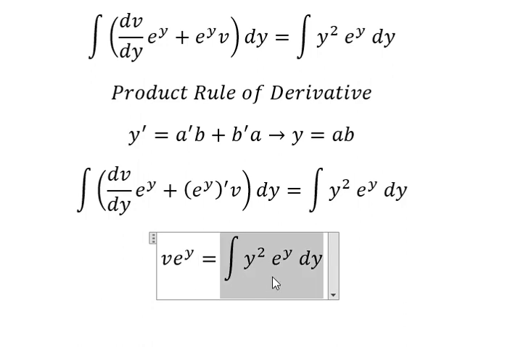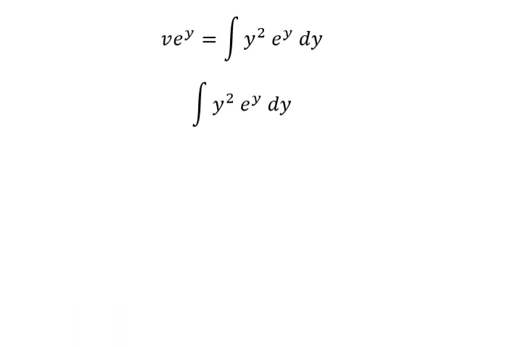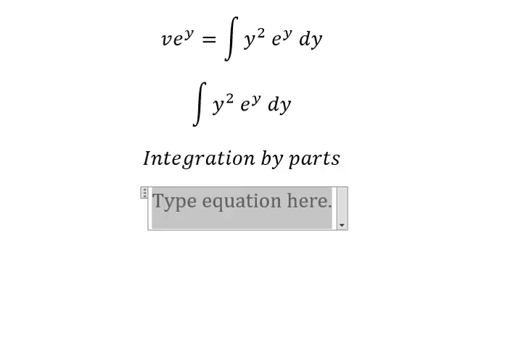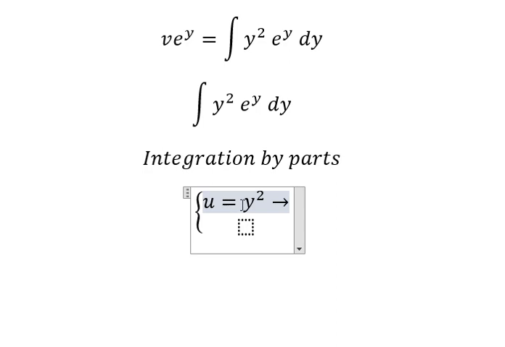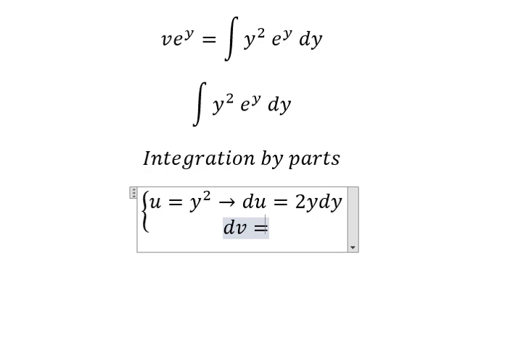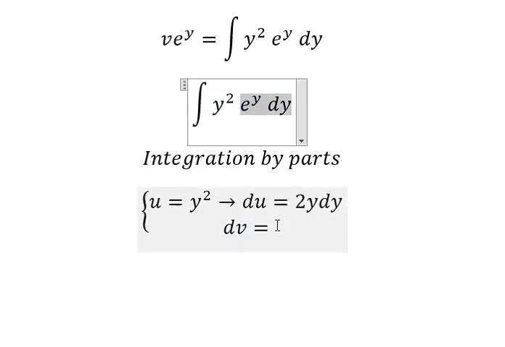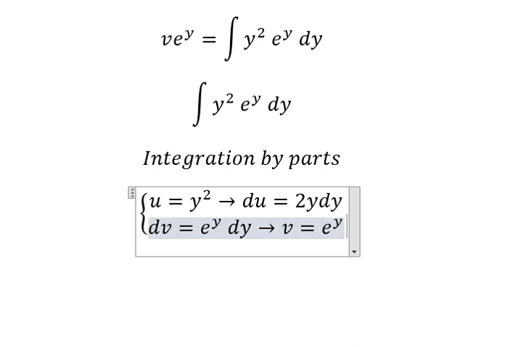Now we need to concentrate on this one. So we need to use integration by parts. So I will put u equals y squared. Later we take the first derivative of both sides, and we have du equals 2y dy, and dv is this one. So the integration of this one, we have v equal to e to the power of y.